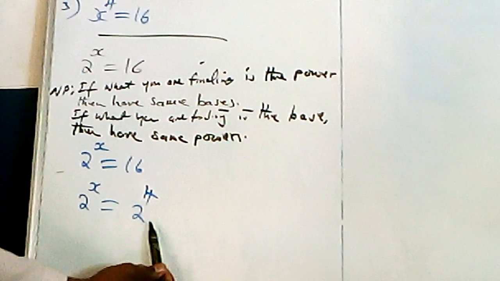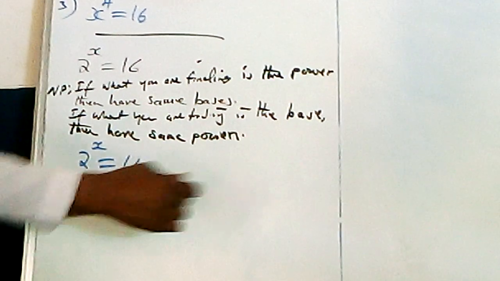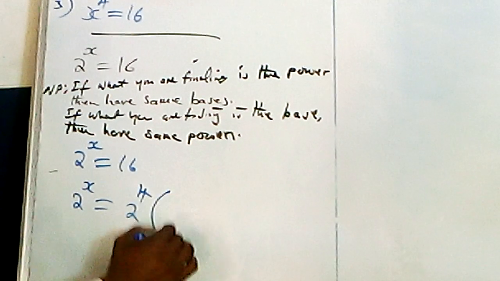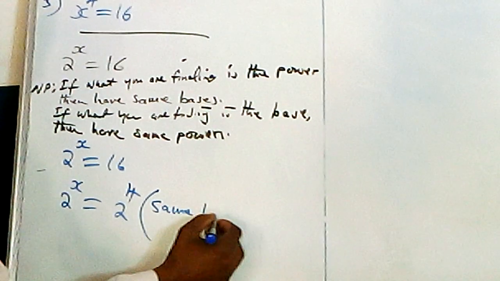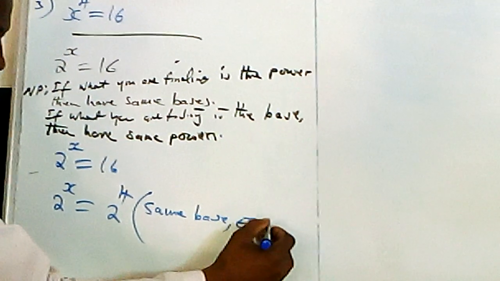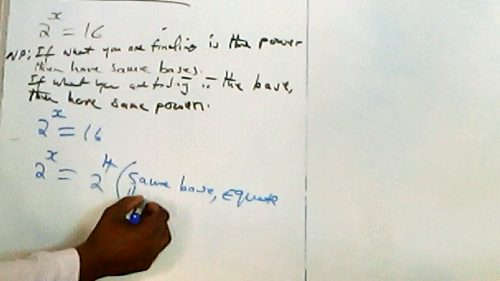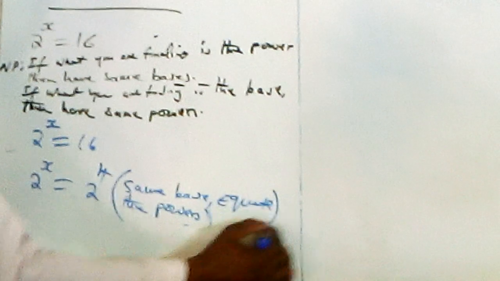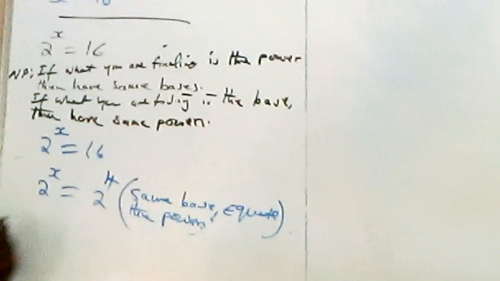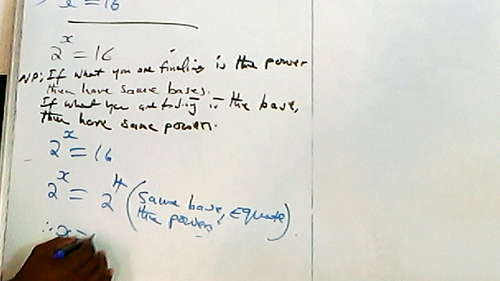If that is the case, we see here that we have got the same bases. If we have the same bases, we equate the powers. Okay, so here you say same bases, equate the powers. If you do so, we're going to have therefore the x value there is 4.